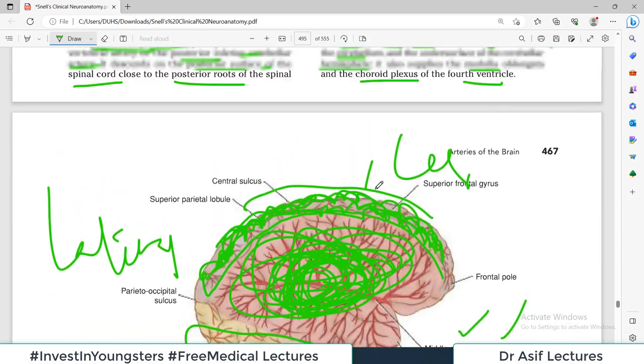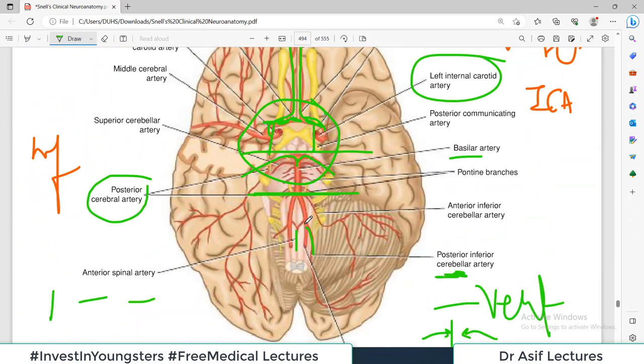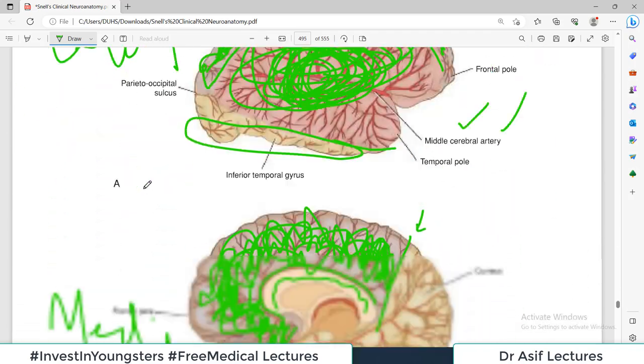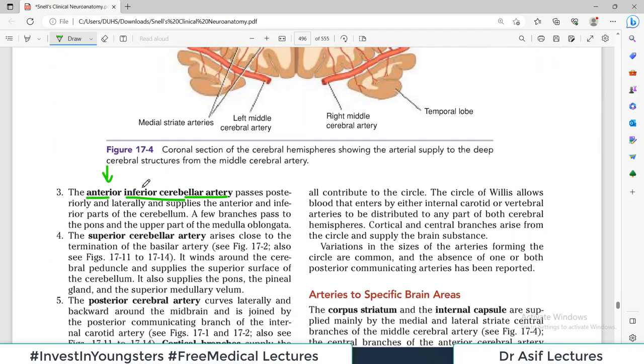It was the branch of vertebral artery. So the vertebral artery was giving the posterior inferior. And now there is an anterior inferior which is coming directly from the basilar. It will also supply cerebellum but different parts. Okay? It also supplies cerebellum, but the anterior inferior parts of cerebellum. Then there is a superior cerebellar artery.